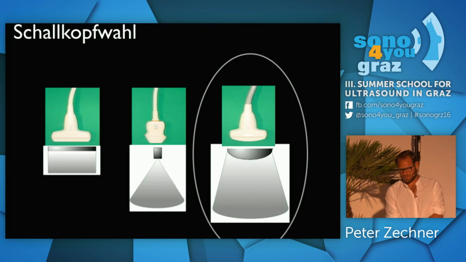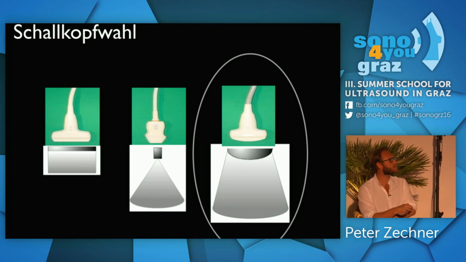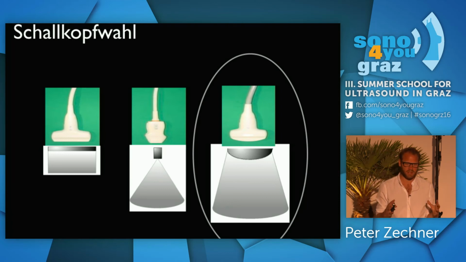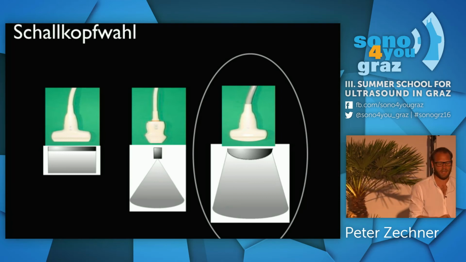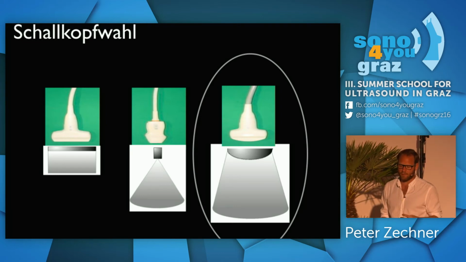So, which probe should we use? The best probe for detecting pneumonia is the abdominal probe because we can see also the surface and a bit more of the depth. Sometimes consolidations can be pretty big, so the linear probe sometimes uses too high frequencies.